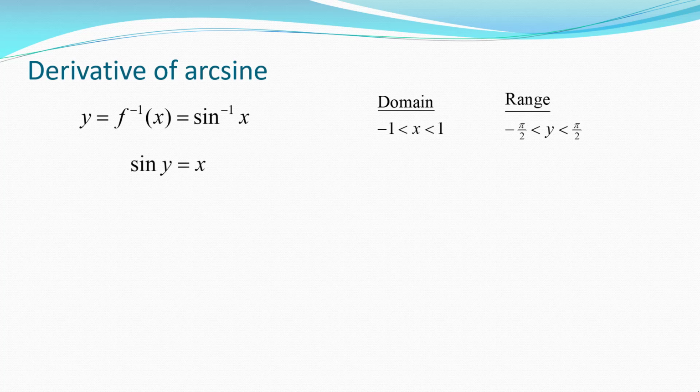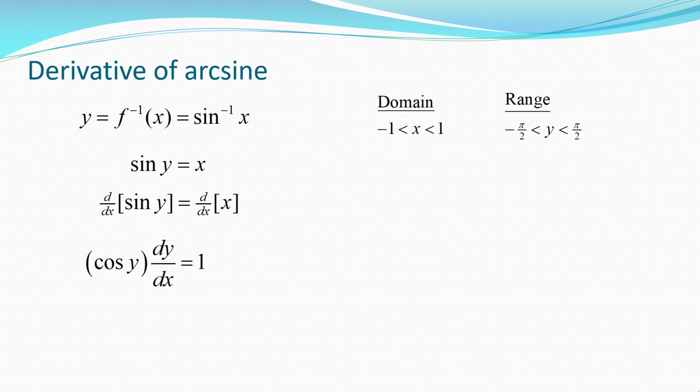I can automatically rewrite that in an implicit form, that the sine of y is x. You can then differentiate each side in terms of x. Well, for the derivative of the sine of y, because y is differentiable, the sine of that y is also differentiable, and I can use the chain rule to find the answer.